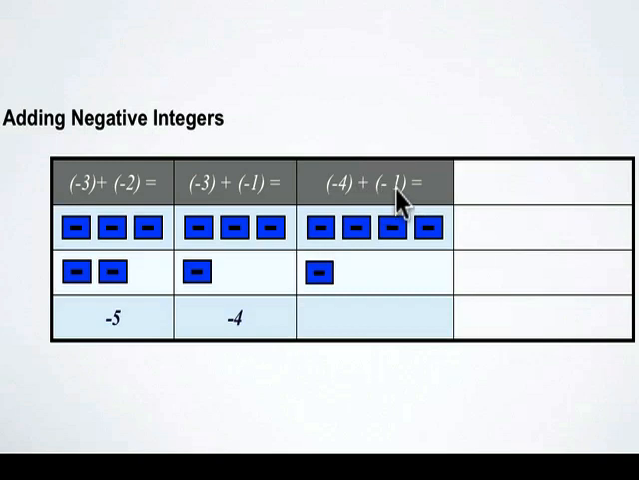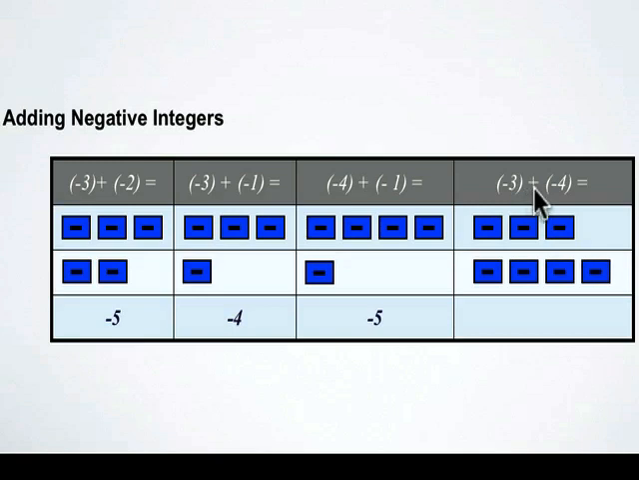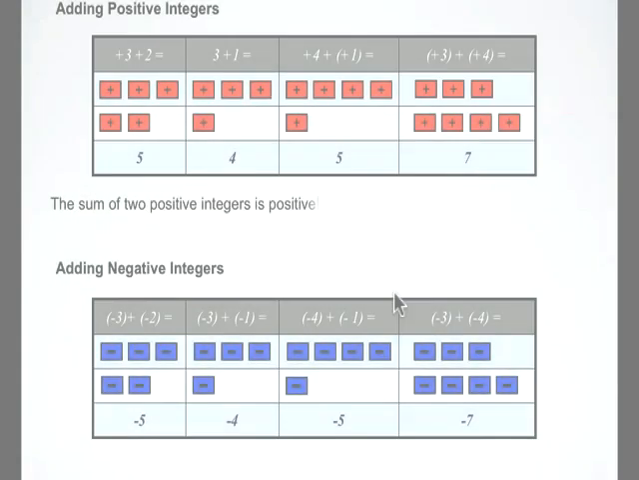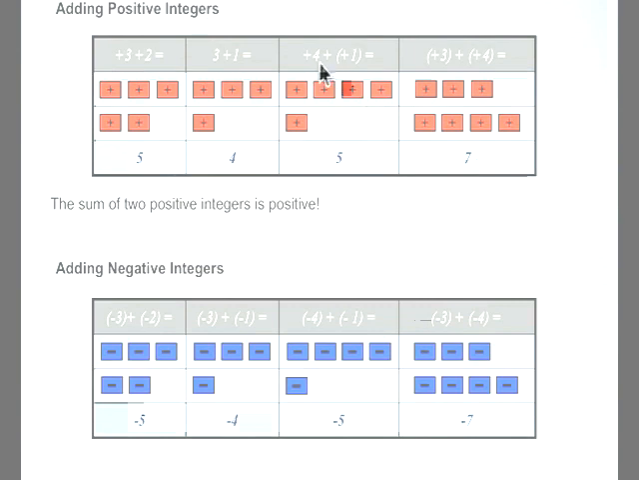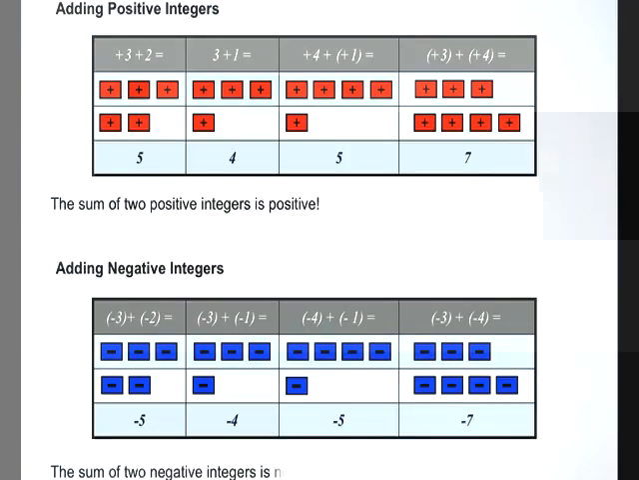Negative 4 and negative 1, 4 blue and 1 blue is negative 5. Negative 3 and negative 4, 3 blue and 4 blue is 7 blue, or negative 7. So if we look at the chart at the top, the sum of two positive integers will always be positive. If we look at the chart below, or adding blue tiles, the sum of two negative integers is negative.